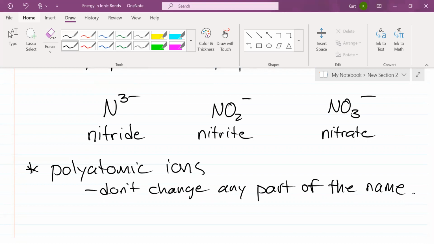Yes? This year, are we going to have to deal with ions in protein? Not really. No. Maybe once or twice, but not often. All right, that's it.